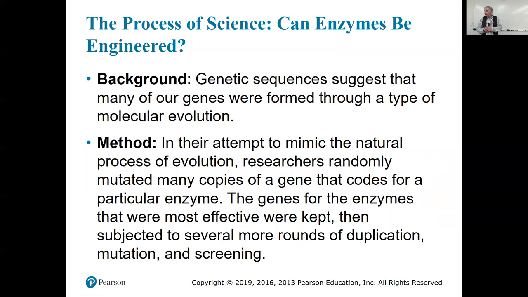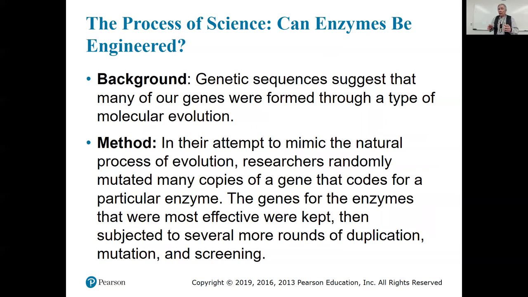Okay, genetic sequences, I'm just going to briefly go through this. Genetic sequences suggest that many of our genes were formed through a type of molecular evolution. Researchers have randomly mutated many copies of a gene, irradiating them with radiation. Radiation causes mutations. Remember, a mutation is an error in copying a gene. So they caused more mutations than normal, and then they tested whether these enzymes are working better or worse.